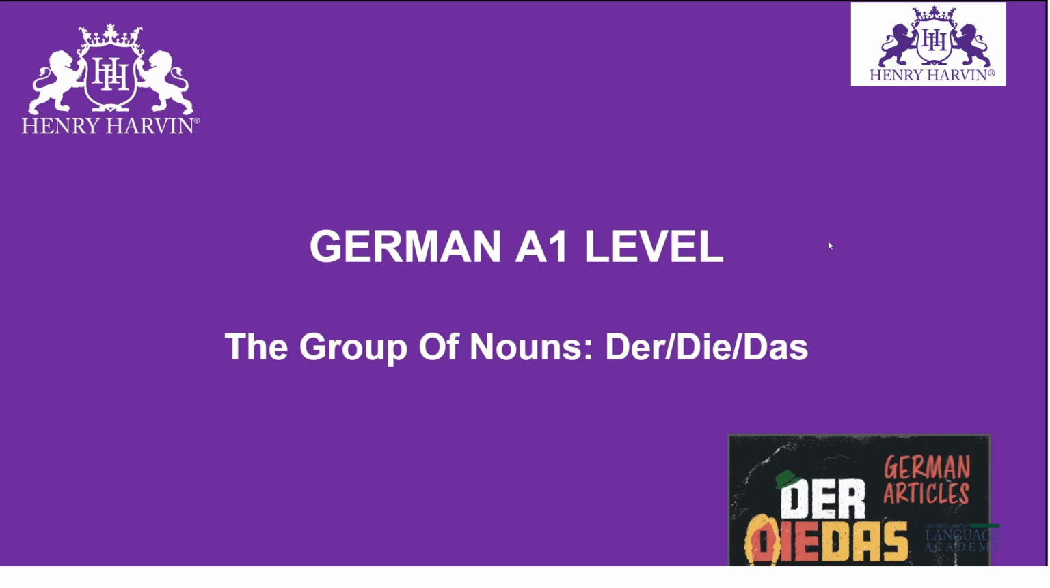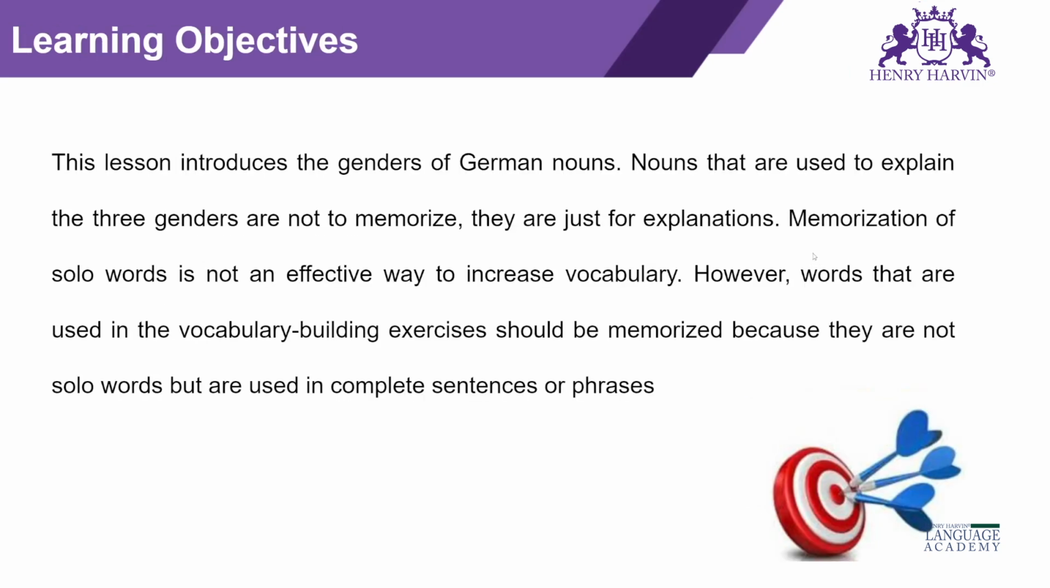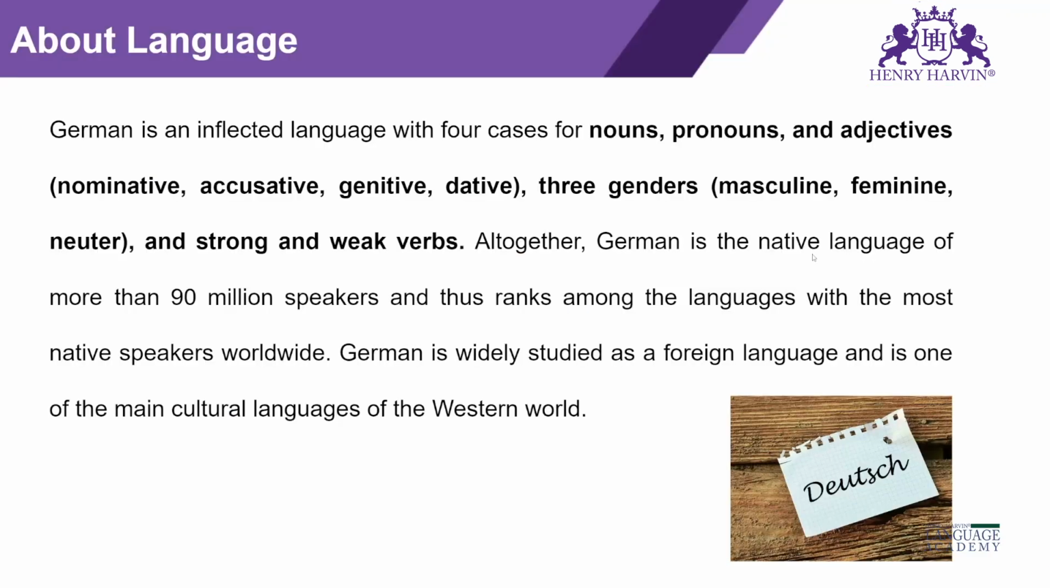In this session, we are going to learn about the group of nouns and the articles der, die, and das. This is going to help you understand the two types of articles that we have in German and how we can use those. About this language, you know that there are a total of 4 cases, but right now we are just going to learn about the 1 case and 3 genders.